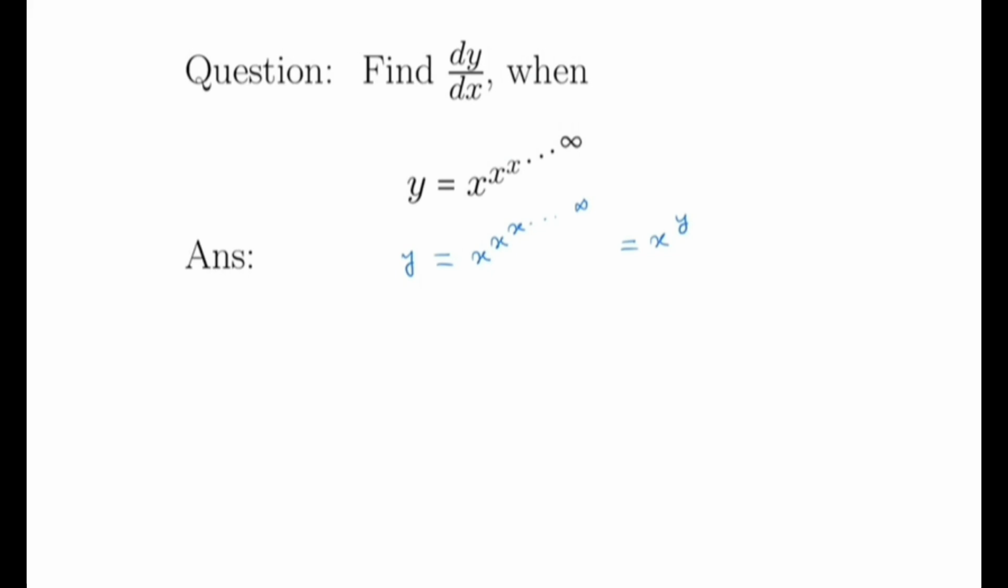Now we will take log to both sides of this equation. So we have log y is equal to log of x to the power y. And log of x to the power y is nothing but y times log x. Now we will differentiate both sides with respect to x.